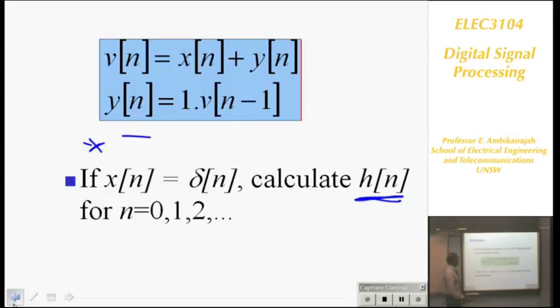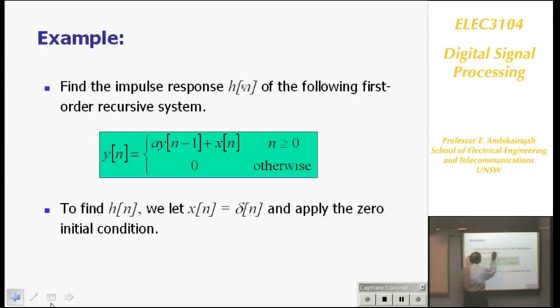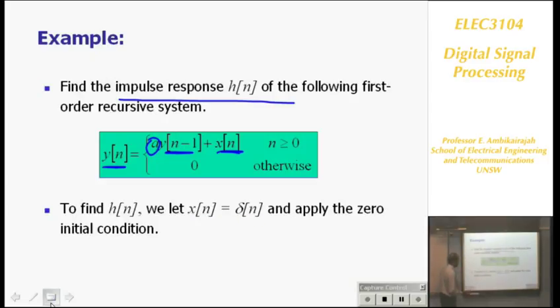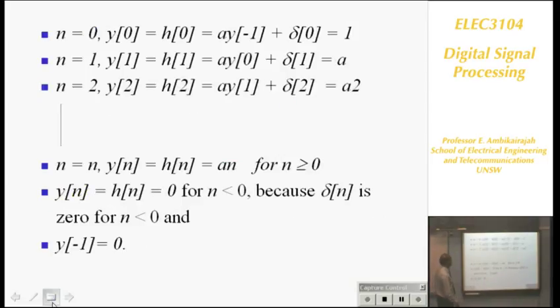I do one more example for you. Here I have a system. I want to find the impulse response. My system is output equal to a times the previous output plus input. That's my system. And I've been told that xn equals delta n and apply 0 initial conditions. That means y0 equals 0 is given, or y minus 1 is 0.